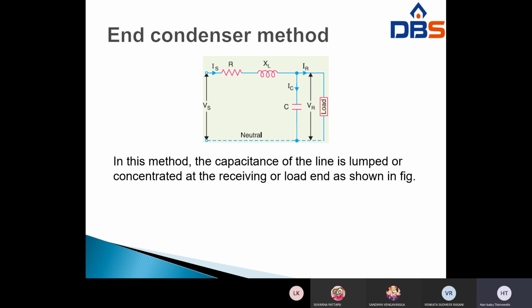End condenser method. Look at the figure. So in a short transmission line, there is no capacitance, right? Only sending end voltage, receiving end voltage, resistive drop, reactive drop is there. But coming to the medium transmission lines, the effect of capacitance is considered, and it may be shunted across the load circuit. So in this method, the capacitance of the line is lumped at the receiving end as shown in the figure. This method of localizing line capacitance at the load end overestimates the effect of capacitance.